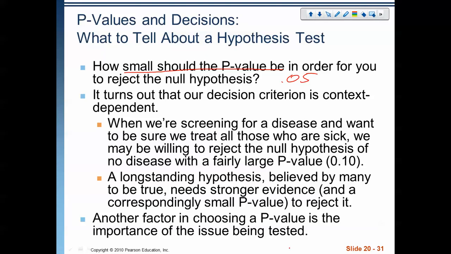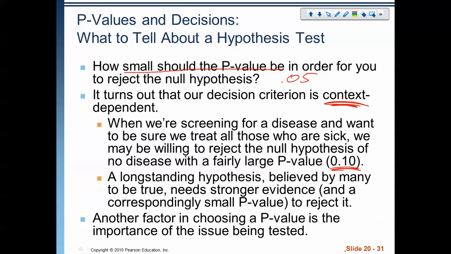However, there's a lot of context here that can change what threshold we should set. So for example, when we're screening for a disease and want to be sure that we treat all those who are sick, we may be willing to reject a null hypothesis with a p-value that is a little bit larger. And the reason why we would do that is because we would reject less of them if we made that number a little bit higher. And so we're allowing for a little bit more flexibility so that more people get treated. Okay.